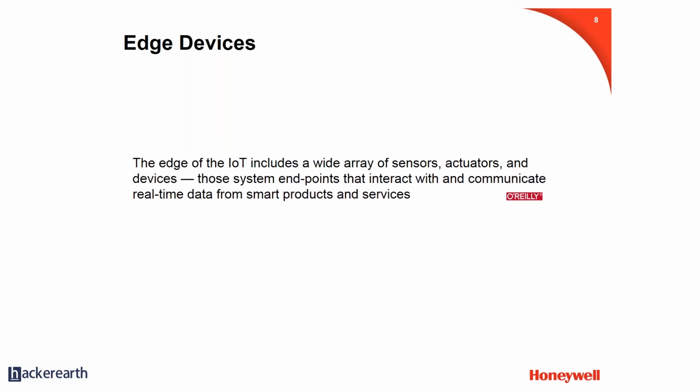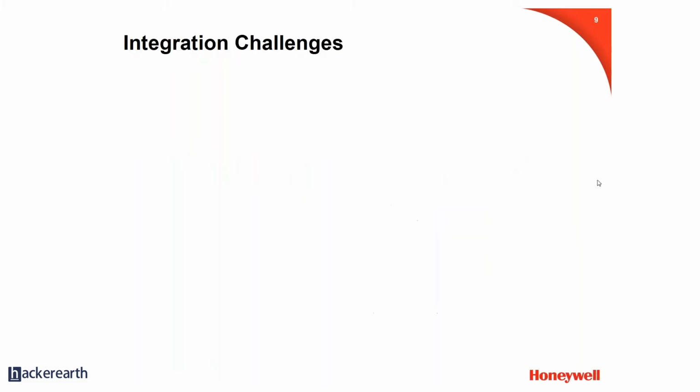And so what is an edge device, right? This is just a definition that I found from O'Reilly. It's a wide array of sensors, actuators, and devices. These are the system endpoints that interact with and communicate real-time data from smart products and services. So that's a definition. But anything that interacts, like I said, I'm kind of blurring the line between a sensor and an edge device, because a sensor in itself is just a very simple element that has to interface with something. So we'll talk more on the edge devices here.